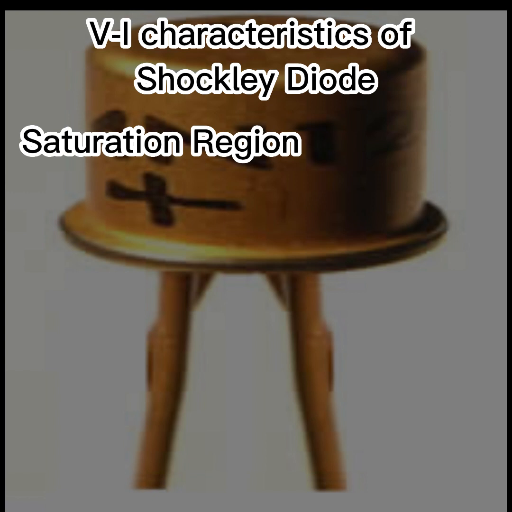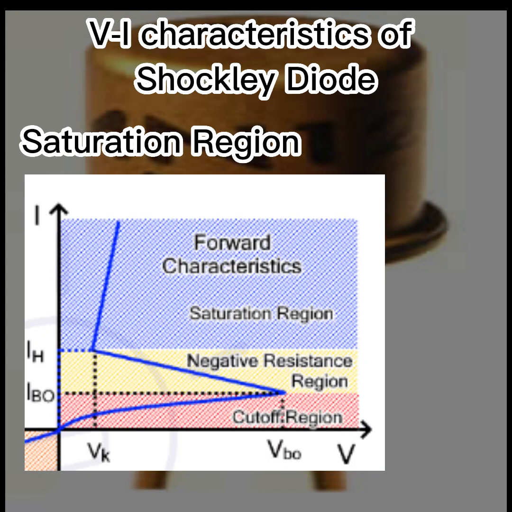Saturation region. Once the diode current reaches the holding current IH, the voltage across the diode does not reduce further than knee voltage VK, whereas the current drastically increases, having low voltage across the diode just like a short circuit. This region is known as the saturation region and the diode is said to be in the on state.